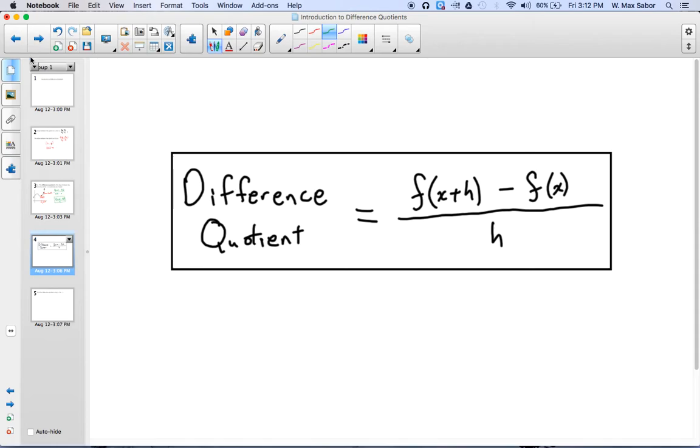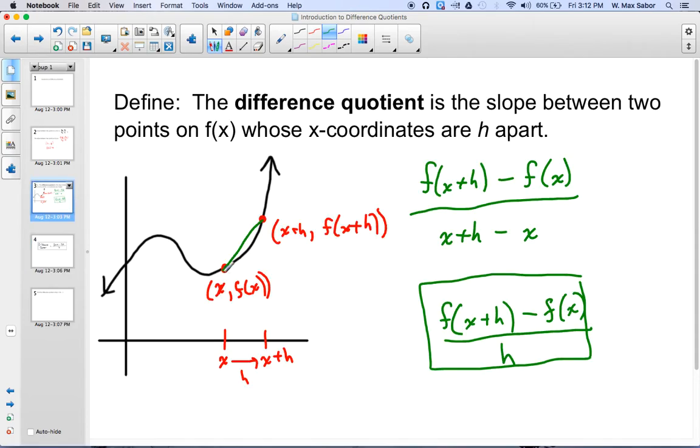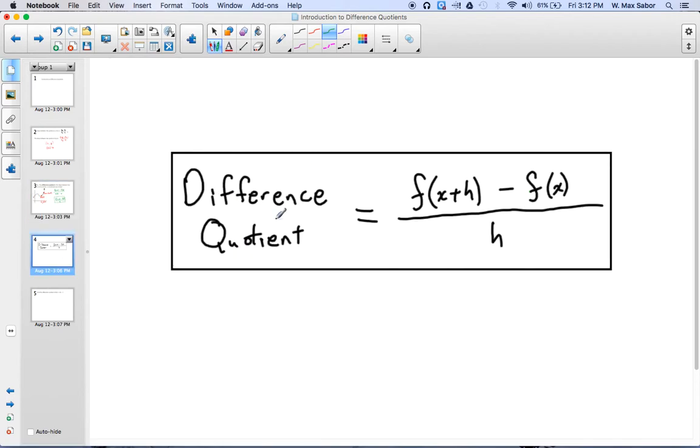And what it physically means is that it's the slope of this line connecting one point and a point that has a larger x-coordinate. This line we call a secant line, although we're not going to worry about that definition for now. The secant line's slope is the difference quotient. And you should memorize that the difference quotient equals f of x plus h minus f of x over h.